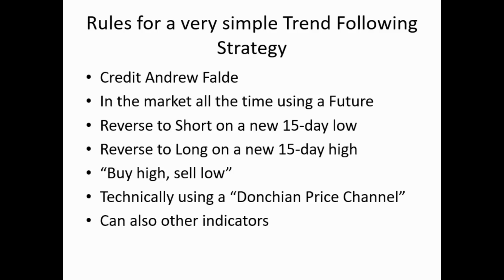His strategy is to use a future, and I'm giving a copy of these slides, of course, so nobody needs to take notes. Simply stay in the market all the time, long or short, but the future is the easiest way. Reverse to short or enter short on a new 15-day low, and reverse to long or enter long on a new 15-day high. In other words, we're buying high and selling low, which can work as long as it continues in that direction. This is called a Donchian price channel.